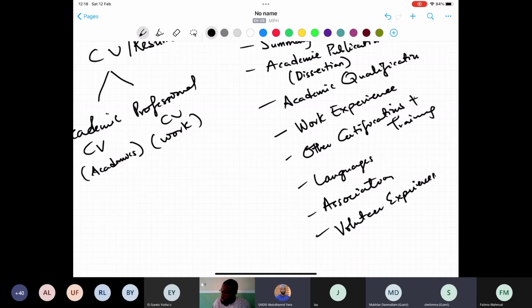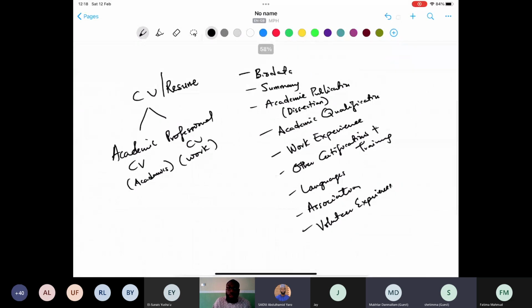So this is just things that you can see, and you can see this is a structure which is totally different from the, what they call it, it's totally different from this format.